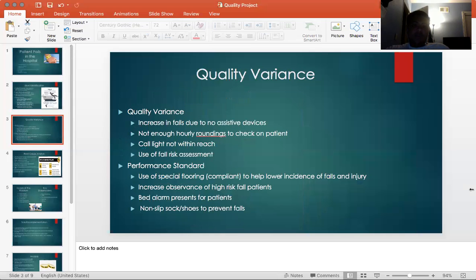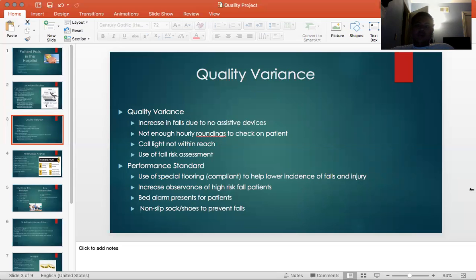Next is quality variance. There's an increase in falls due to no assistive devices. Basically, the patient has no walker or cane with them, which led to falls. There are also not enough hourly rounds to check on patients. Checking on a patient each hour helps prevent falls, because when they need to urinate, you could help them.